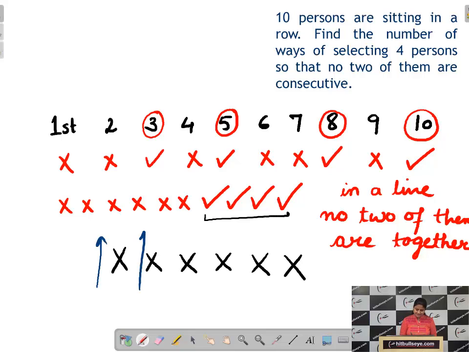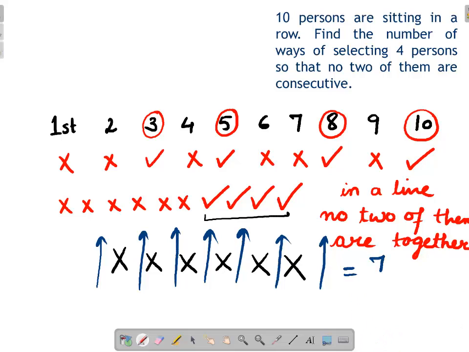So permissible places for these ticks will be these blue arrows. In total, how many places? As you can see, there are 7 places, and out of these 7 places you want to take 4 ticks, and that can be done in how many ways? 7C4. We are not going to use P, permutation here. Why so? Because already the students are arranged. We just want to put ticks among them. That's why, what is the answer? It will be 7C4.